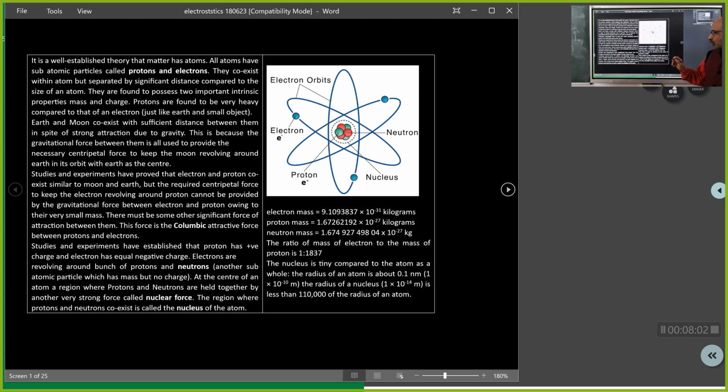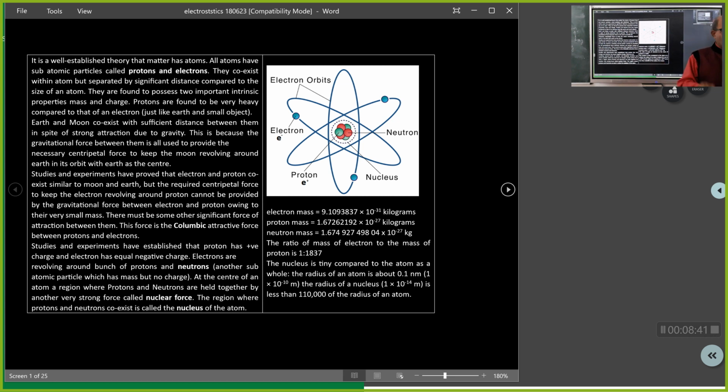Studies and experiments have established that the proton has positive charge and the electron has negative charge. Electrons are revolving around a bunch of protons and neutrons. The neutron is another subatomic particle, but it has no charge, only mass. At the center of the atom, the region where protons and neutrons are held together is called the nucleus. Here the question is, protons are positively charged, and positively charged particles will repel. Only oppositely charged particles will attract.